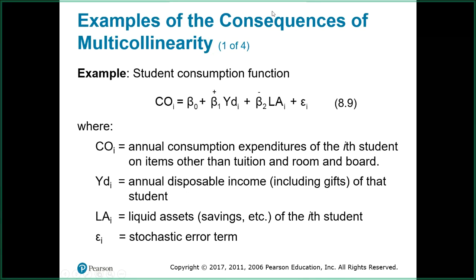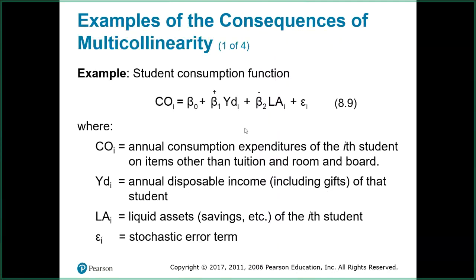The idea here is there could be really high correlation between someone's disposable income and the total value of their liquid assets. Students who earn more money might be more likely to have more in savings as well than otherwise. So this might be a situation where you suspect, at least at the start, imperfect multicollinearity between the two.